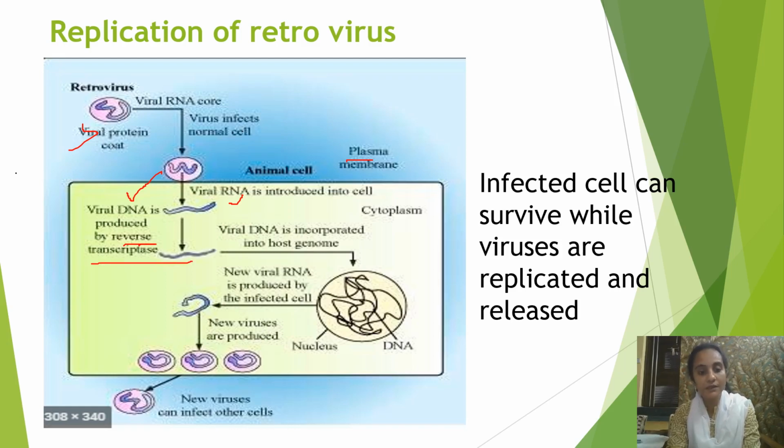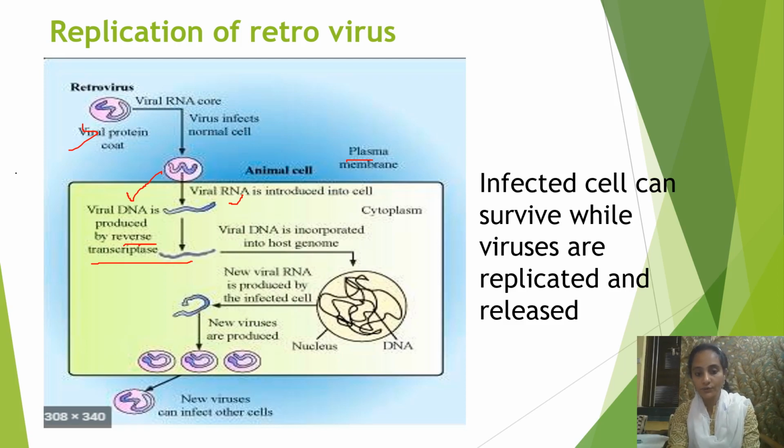And the enzyme that is used in this process is called reverse transcriptase. Now I will explain a little bit later what this process is called. So this is the process by which the viral RNA is getting converted into DNA, and the name of the process is reverse transcription, and we are using the enzyme called reverse transcriptase. Okay, so now this DNA is here.